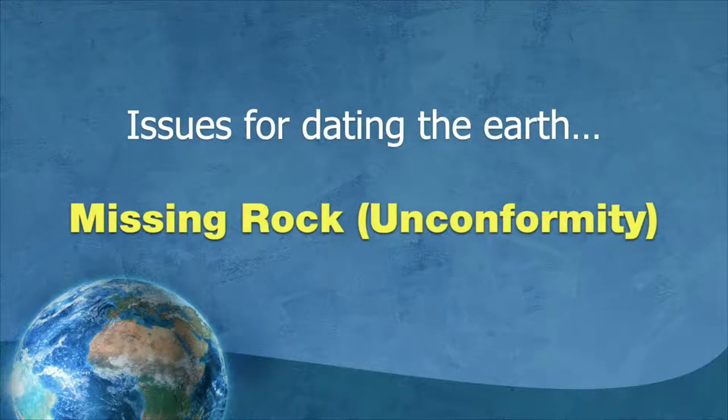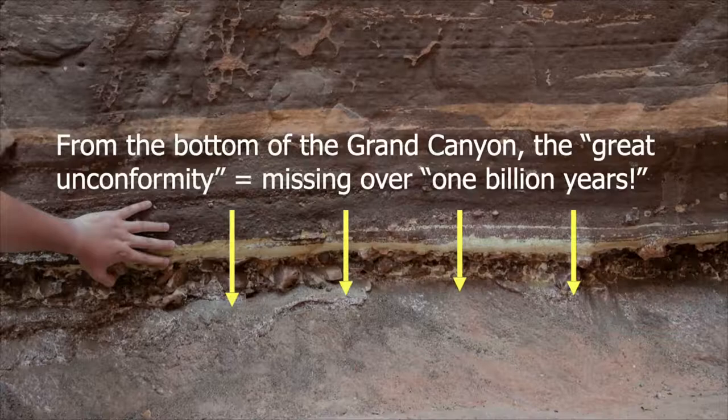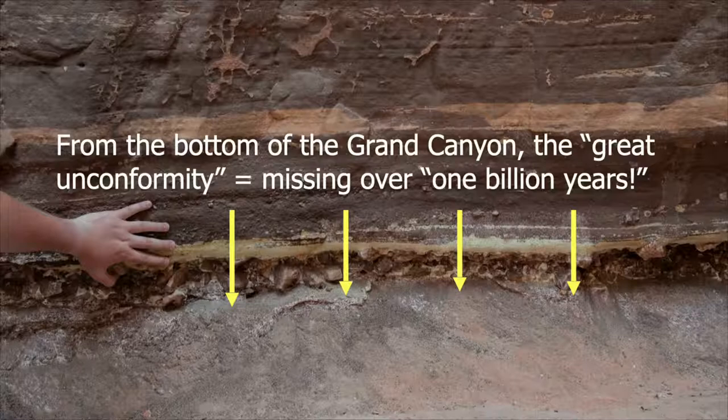Another issue for dating the Earth is called missing rock. And this is what we would call unconformities. And sometimes we find gaps in the layers of rocks. If this whole theory is true, that there's millions of years between every layer, we find some gaps in that. And the great unconformity can be found at the bottom of the Grand Canyon. Below the yellow arrows is bedrock, which is supposedly billions of years old. And yet between the bedrock and where you see the layers starting is a missing time period of a billion years.